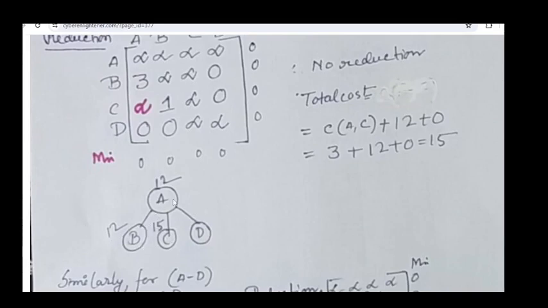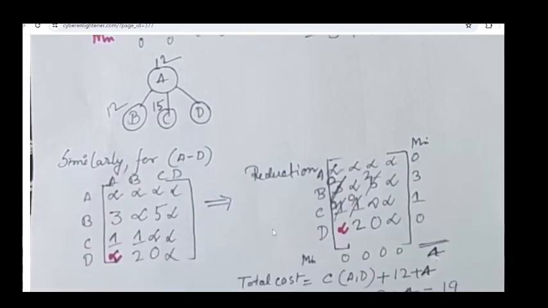15 here. Now the only one remaining is A to D. You have to calculate A to D here. So this is now A to D, parent matrix. That means all A entries and D entries will be infinity, and D to A also will be infinity. Then I will do row wise reduction and column wise reduction. So here if I do row wise reduction, you see all infinity, so 0.